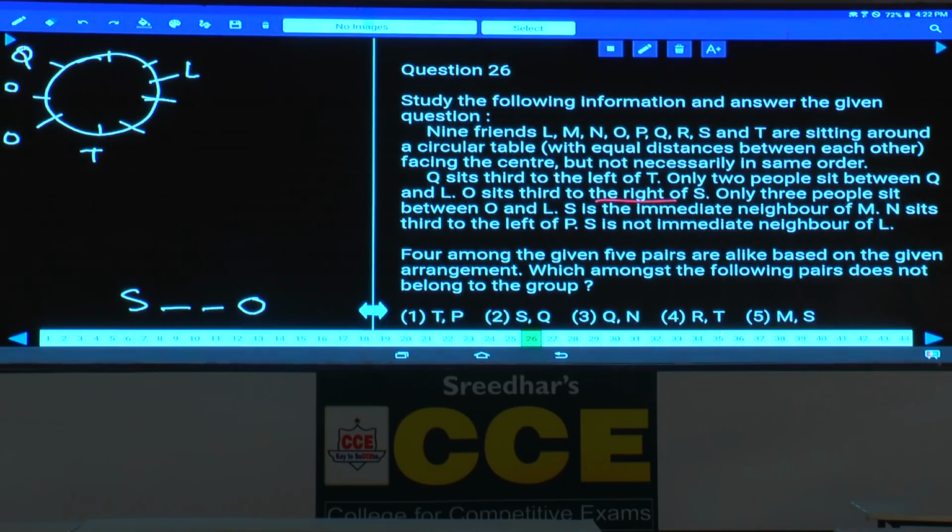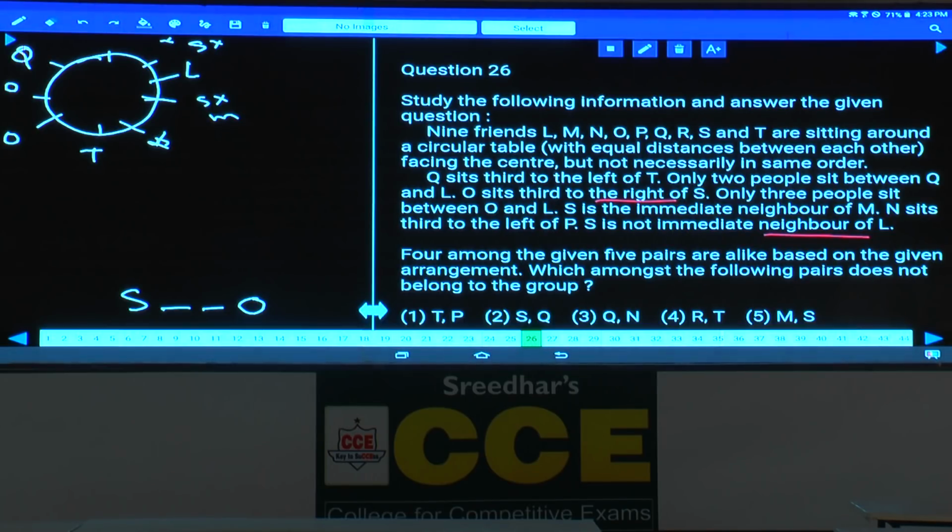As O is seated third to the right of S, where can this S be? And S is the immediate neighbor of M. As S is the immediate neighbor of M, S is not an immediate neighbor of L. Now, as S is not an immediate neighbor of L, S cannot be here and S cannot be here. Are you following or not? As S cannot be in these two places, and S and M are immediate neighbors, S can be at this place, then M will be here. If S is here, O to the right hand side of S is not possible. O sits third to the right of S, so O must be somewhere here, which is not possible. Hence S cannot be here.